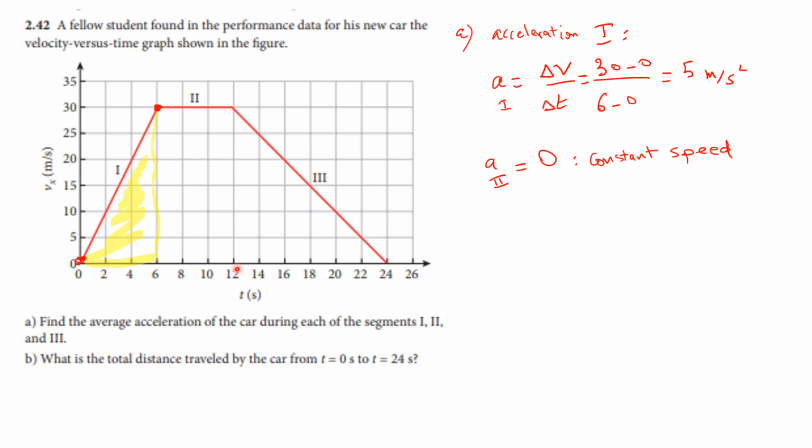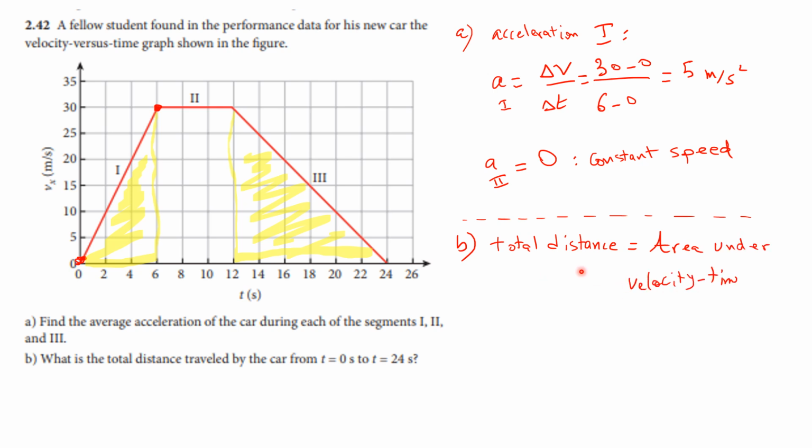We also have another triangle here, if you notice, but of course with different values. And we have remained with a rectangle. So let's calculate the distance by calculating the area. The total distance is the area under this curve in the velocity time graph.